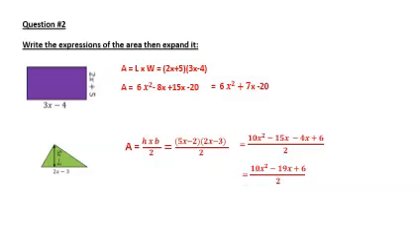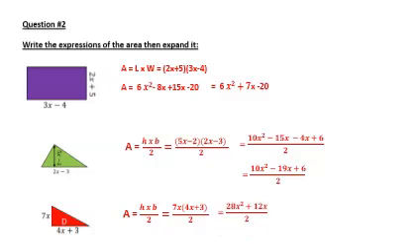And the third one is also a triangle. It's also height times base over 2. The height is 7x and the base is 4x plus 3. And this is the expression, and we expand it, and that's the final answer of the area of the triangle.